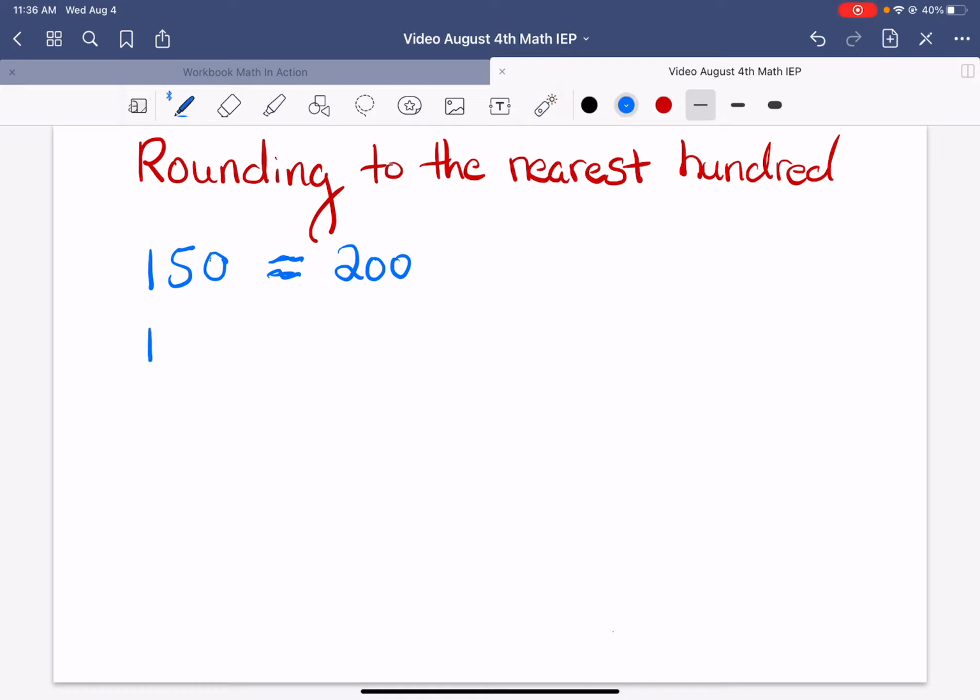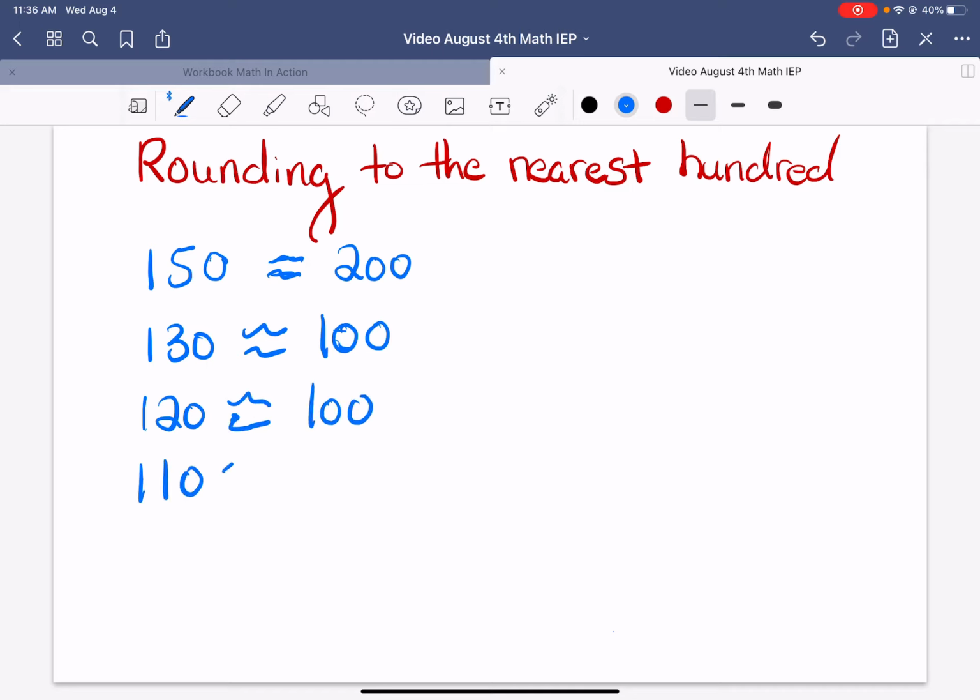So what about 130? We're going to go down, right? So that's about 100 only. 120, go down. 110, we're going to go down. 140, we're going to go down. That's what it means, rounding to the nearest 100.